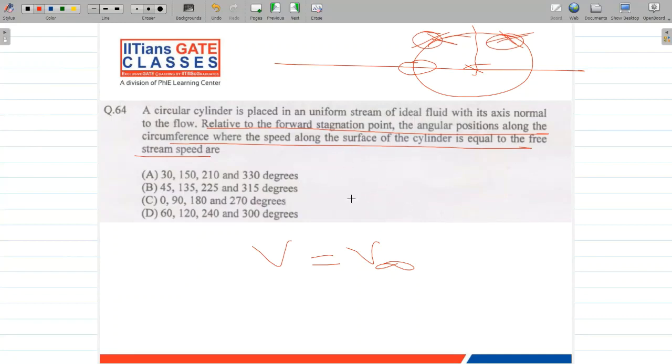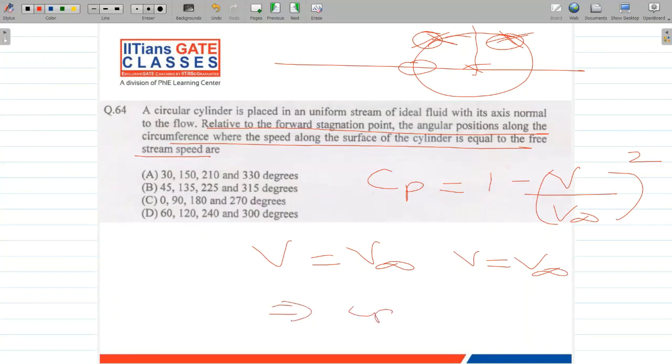So we can easily do this. Let's say Cp for a right circular cylinder is given by 1 minus 4 sin squared theta, or in terms of velocity, 1 minus V squared by V infinity squared, right? So for all the locations where my V equals V infinity, that implies that my Cp should be 0, right? So V by V infinity becomes 1, and 1 minus 1 is 0. Now, how does that help us in getting these angular locations?